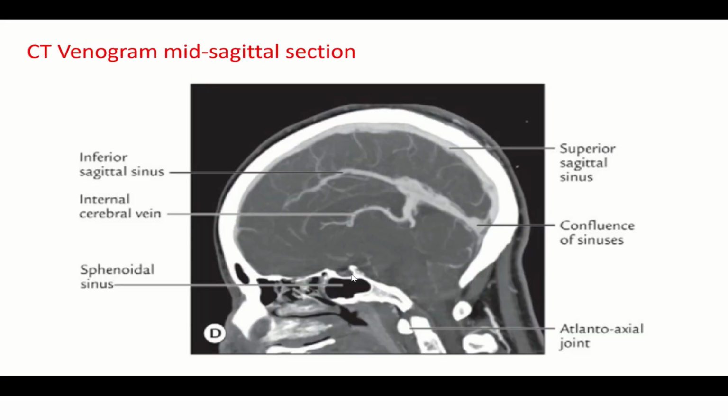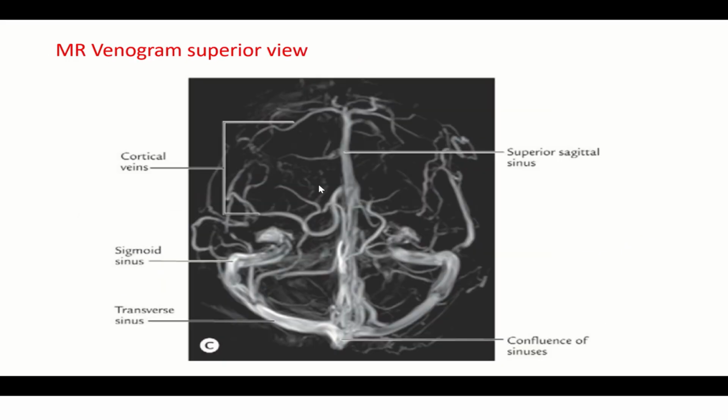Now here you are seeing a CT venogram. So why is this a CT venogram? You can see the bones are visible more prominently. CT is more like an X-ray, so we see more bones. And here, if you see MR, magnetic resonance, we see soft tissues more rather than the bone.